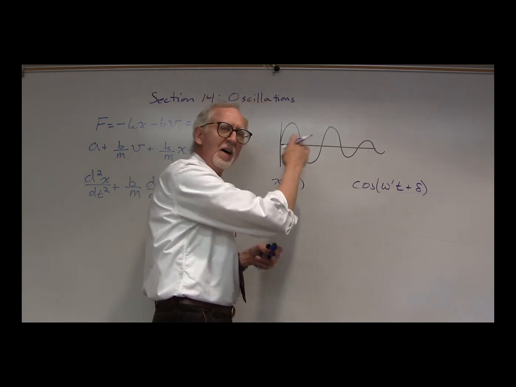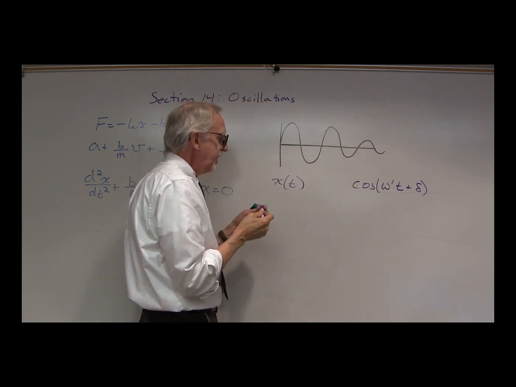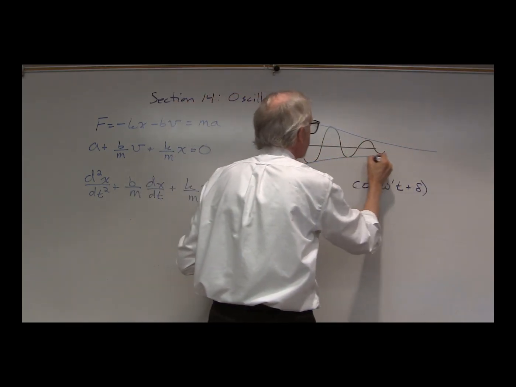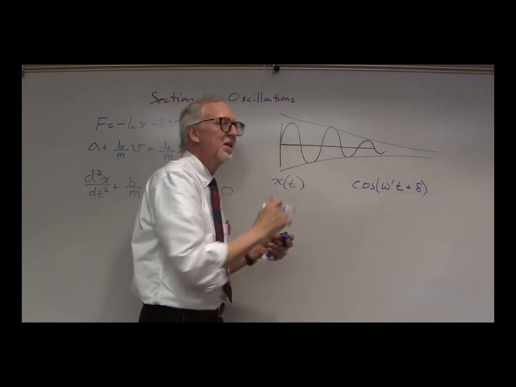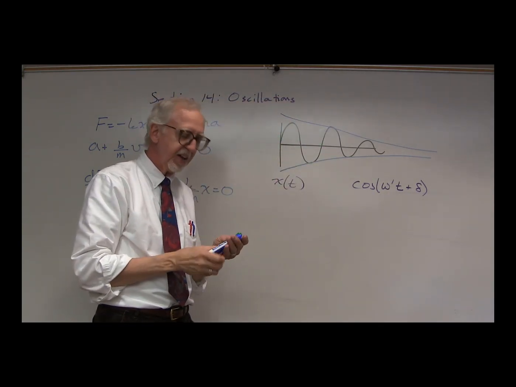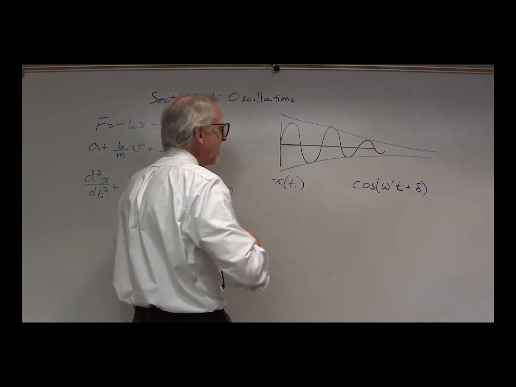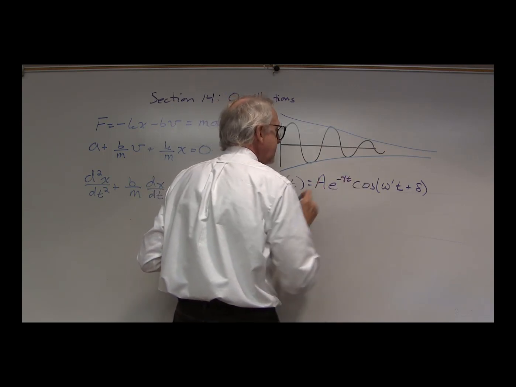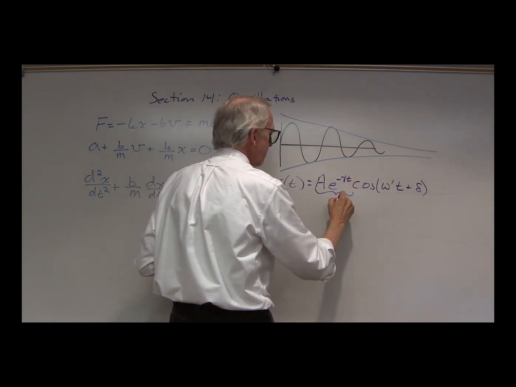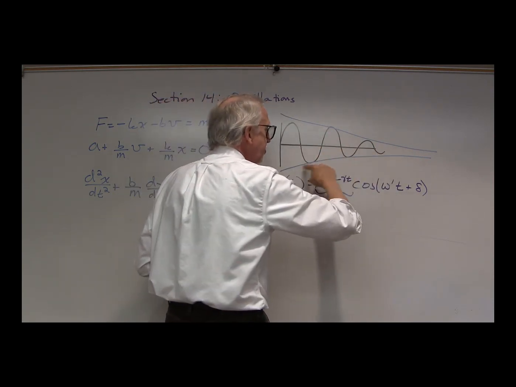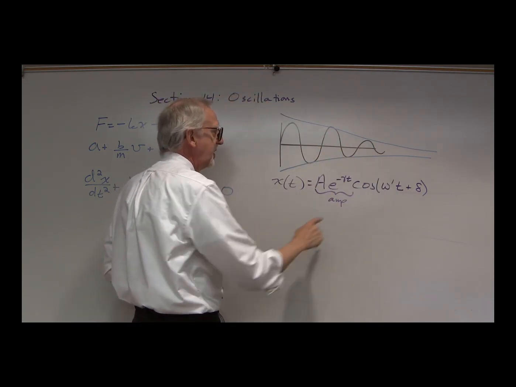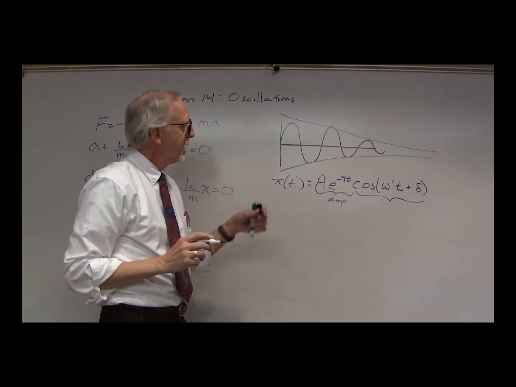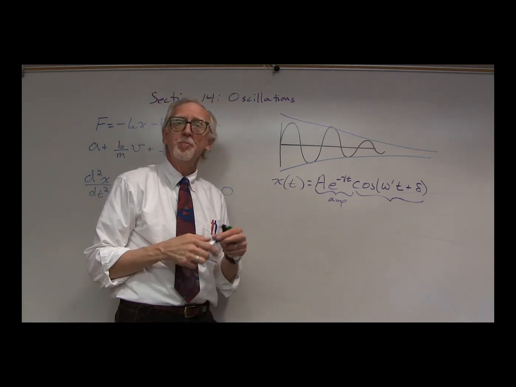We've got the cosine oscillatory part, but notice the amplitude seems to be decreasing. The amplitude seems to follow some kind of exponential decrease. So let's say that the amplitude then is something like A e to the minus gamma t. So here's our amplitude, and we notice that it is decreasing exponentially, e to the minus gamma t. And then here's the oscillatory part, that's the part going up and down. Okay? Let's see if this works. Well, how are we going to do that?